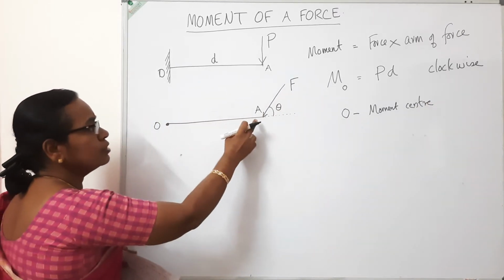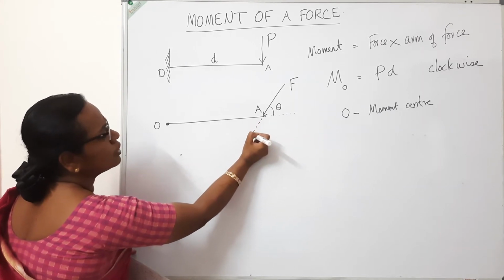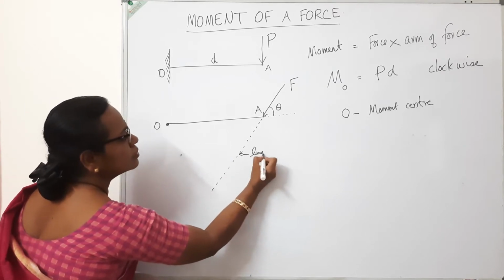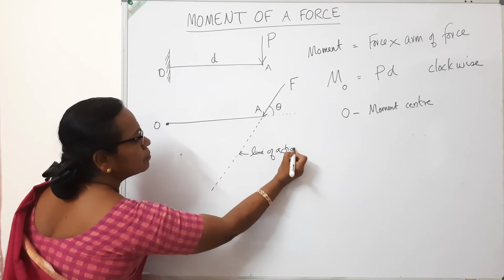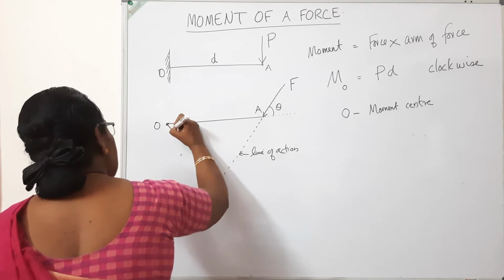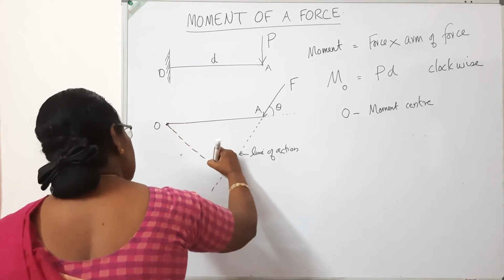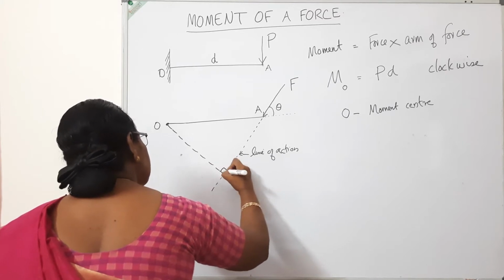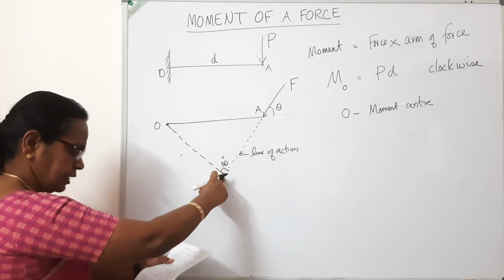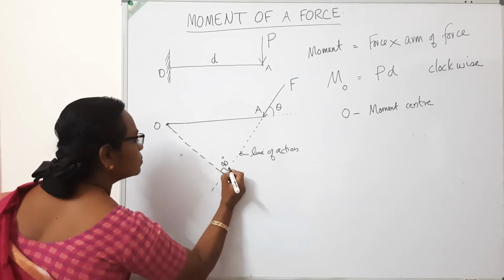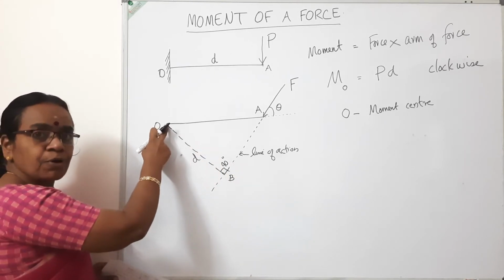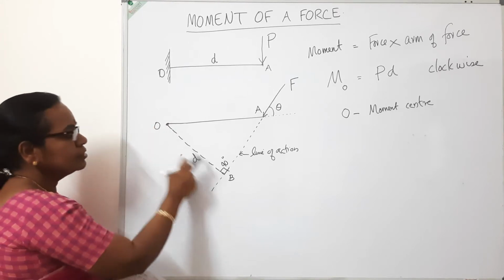How will you find it out? Force into, this is the line of action. You extend this line of action of the force. Drop a perpendicular from O to this line of action. Say this point is B and this distance is D. So OB is the perpendicular distance from the moment center to the line of action.